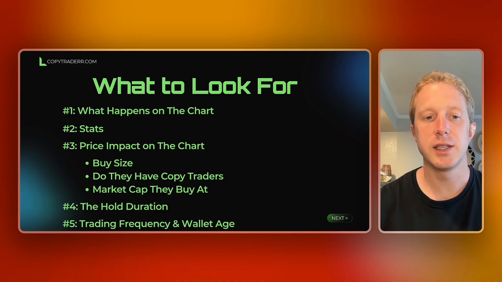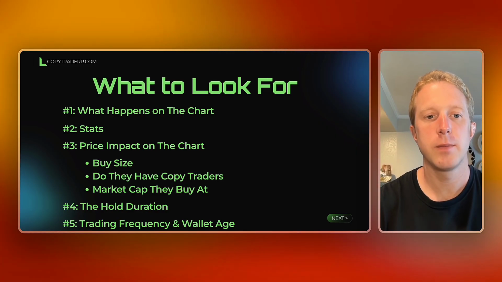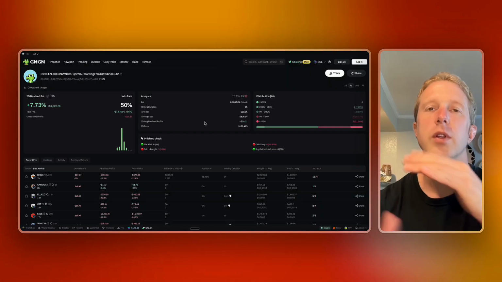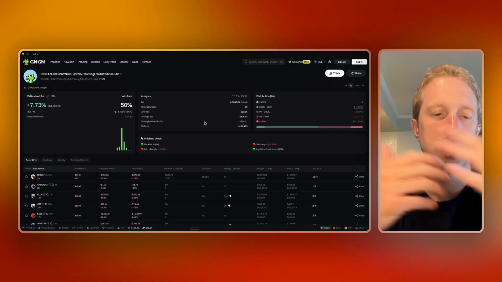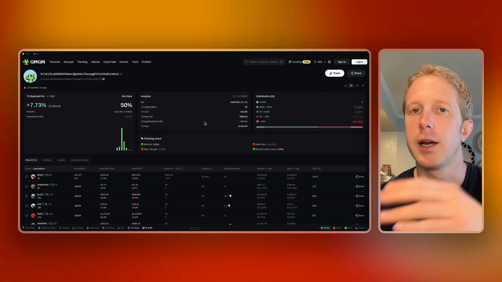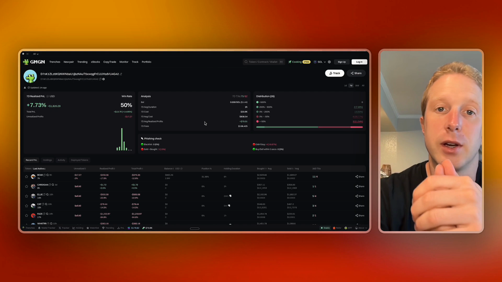The last things that I look for after hold duration are trading frequency and the age of the wallet. I'll run through this really quick, but basically trading frequency, you don't want a wallet that you can't keep up with. And honestly, a wallet that doesn't trade very often is fine.